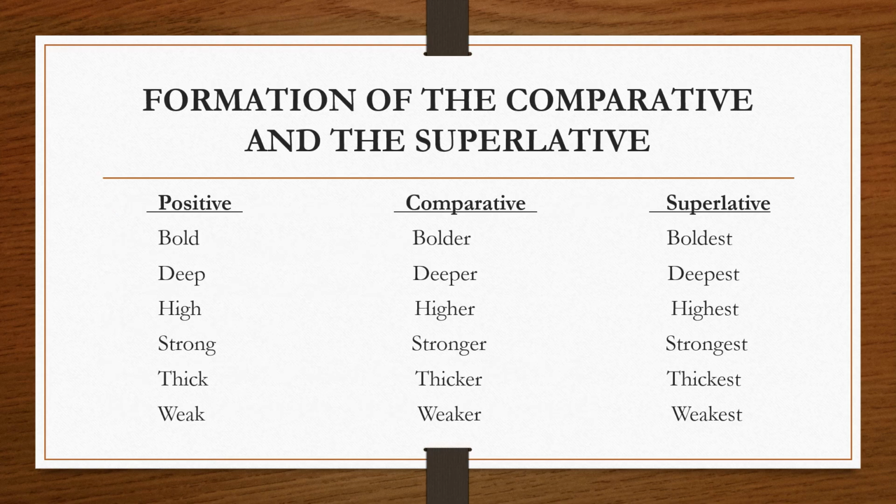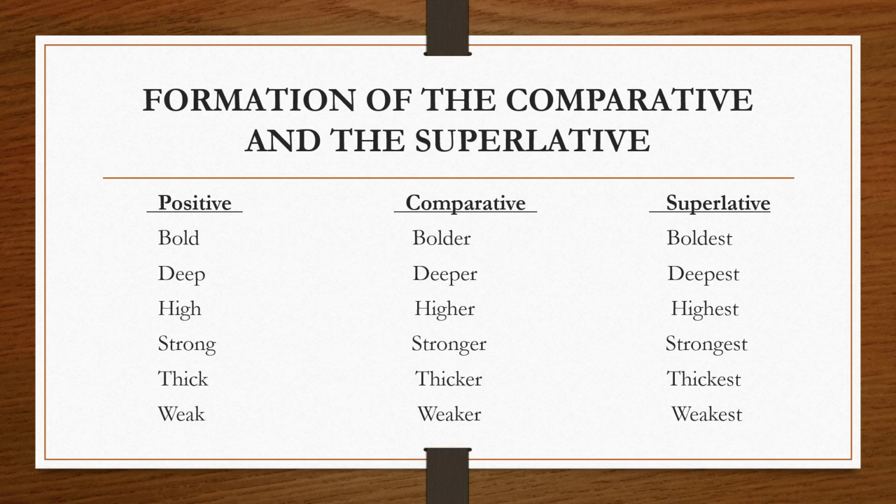Let's look at the formation of the comparative and the superlative. So we have a chart here which denotes positive, comparative, and then superlative. Under positive, we have bold. So moving to comparative becomes bolder. That is the introduction of ER. Superlative, it becomes EST, which means boldest. Deep, deeper, deepest. High, higher, highest. Strong, stronger, strongest. Thick, thicker, thickest.